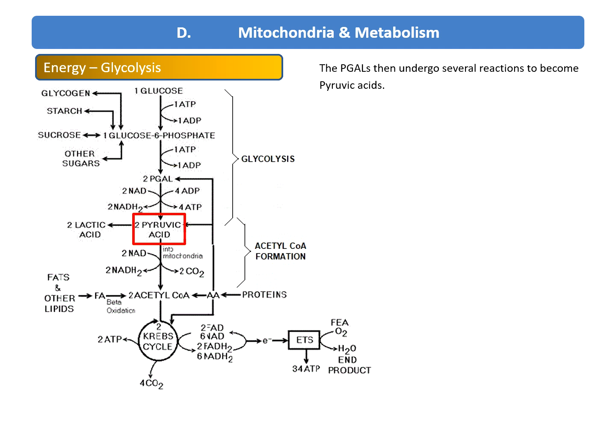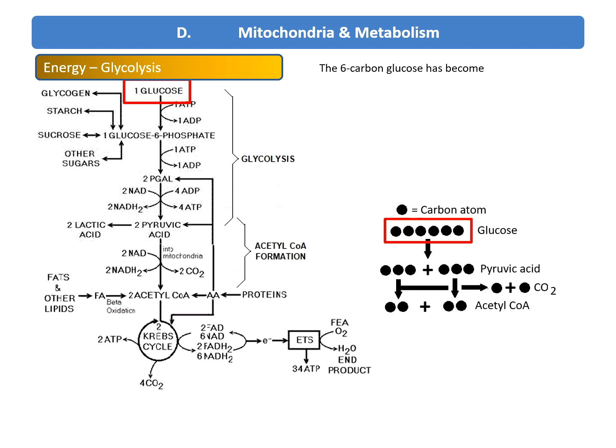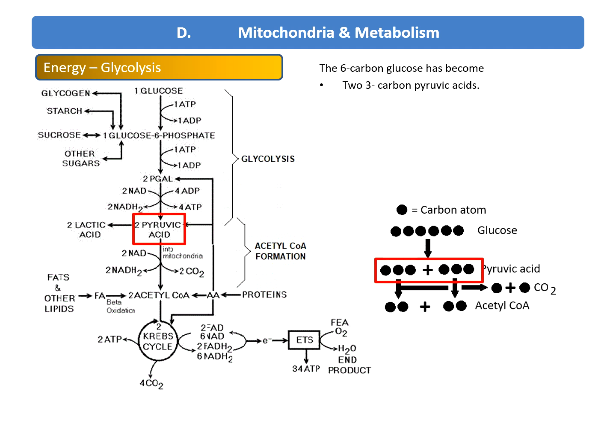PGALs then undergo several reactions to become pyruvic acids. 2 NADs are reduced to 2 NADH2s. 4 ATPs are generated. 2 of those ATPs were required to activate the glucose. So since 2 were added and 4 are released, the net is 2 ATPs generated from glycolysis because 2 of them were to pay back the system. The 6-carbon glucose has become 2 3-carbon pyruvic acids.